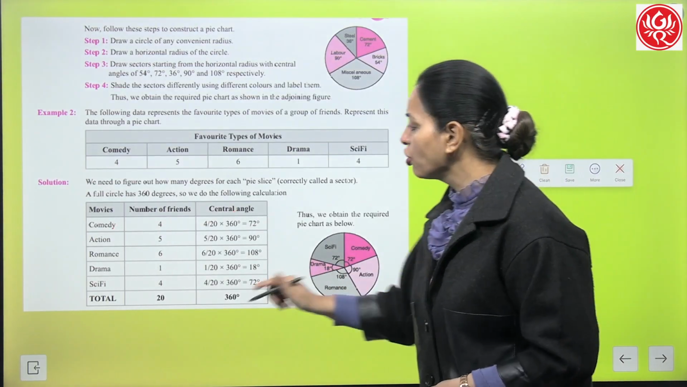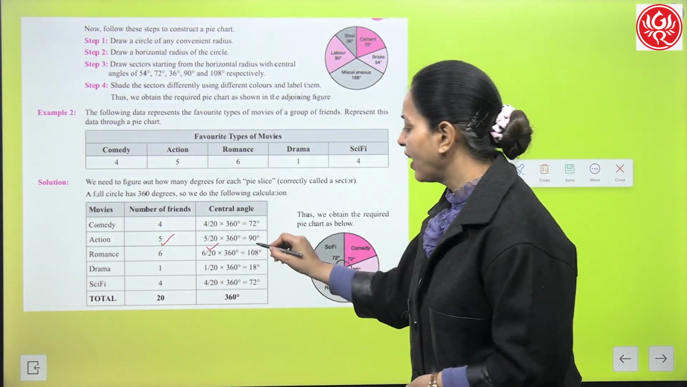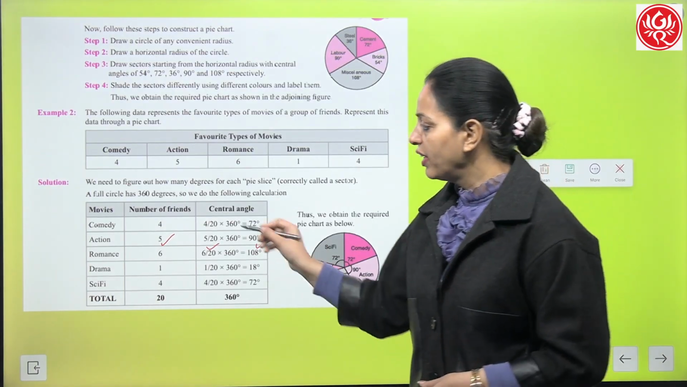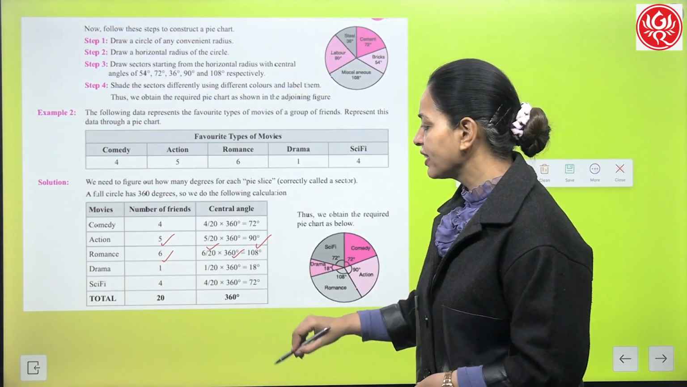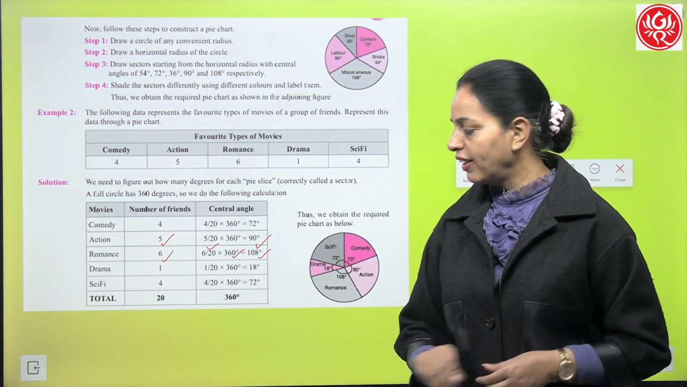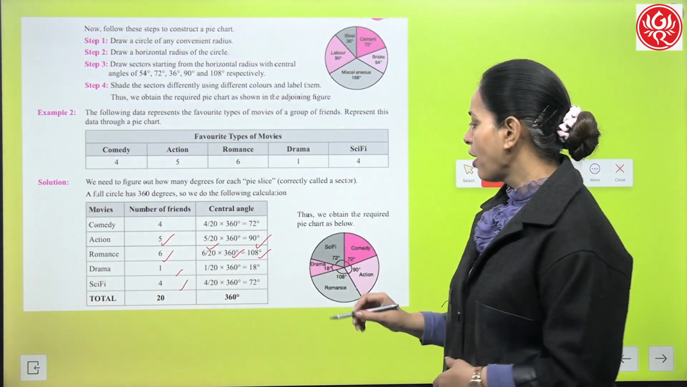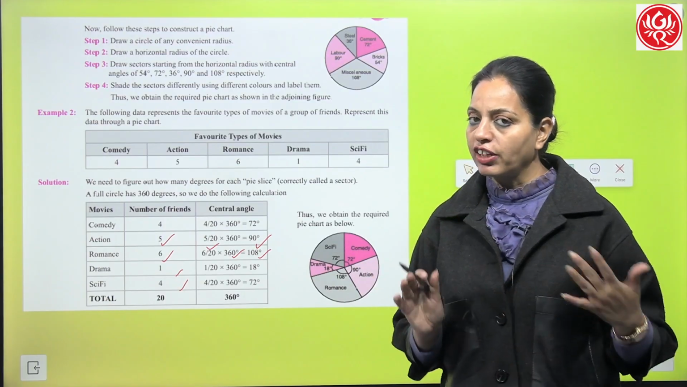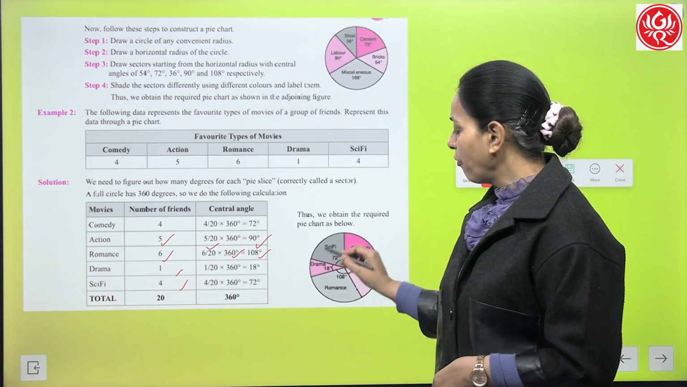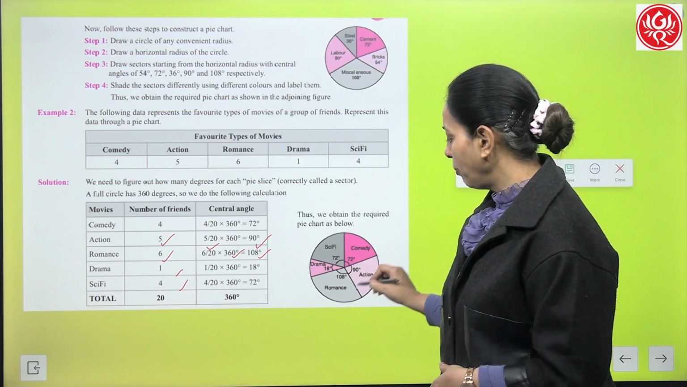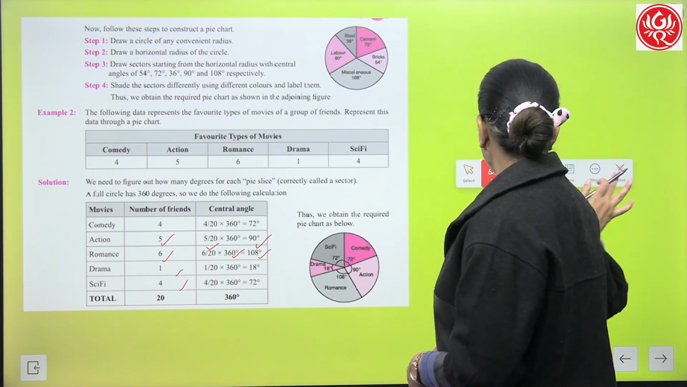Next is action, which has 5. So 5 by 20 into 360 degrees, that is 90 degrees. The next is romance, here 6. So 6 by 20 into 360 degrees, we can find the angle. So similarly we can find the angles for these two, right. Now what to do, draw a circle of convenient radius and then draw the angles. You will get different sectors. You have to name them and mention the angle. I hope this is clear to you.